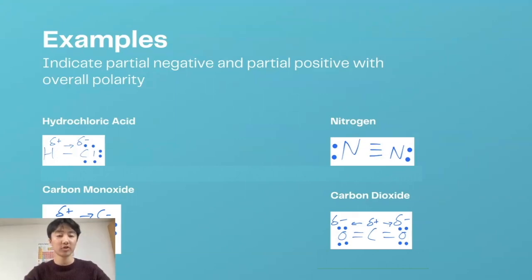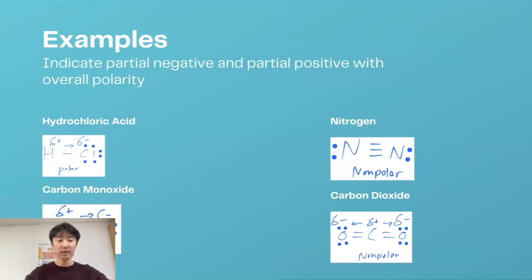Pause the video right now. Try to draw all of these 4 molecules with the Lewis structure tips I gave you in one of the previous videos. I want you to focus on the covalent bonds between those where they share electrons and focus on the polarity. So yeah, these are the answers.